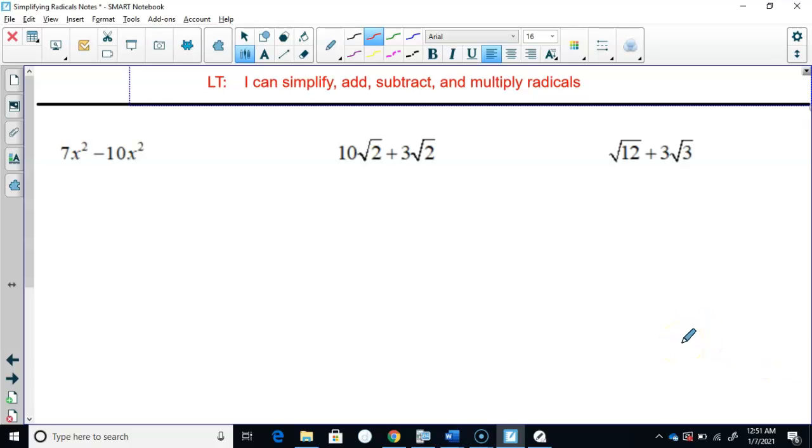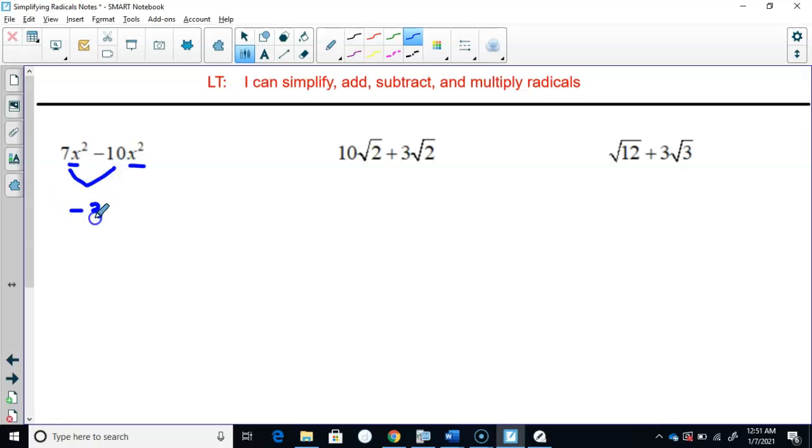Now we're to the fun stuff, guys. We're to the adding and subtracting of radicals. This can get a little bit more difficult for some of you, but I want you to go back to this first problem. You'll notice there is no radical here. It is 7x squared minus 10x squared. Back in pre-algebra, Algebra 1, you learned that like things go together, and you can only combine when, like x squared and x squared, match. They're like terms. 7 minus 10, well, that's negative 3x squared.